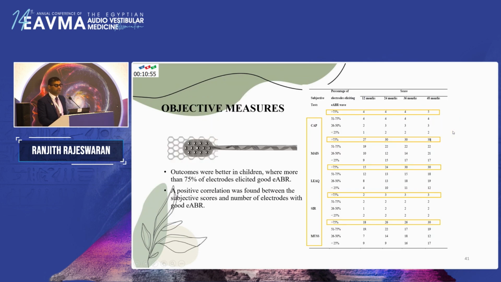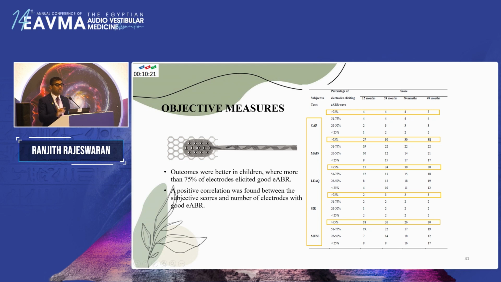Now, we correlated the outcomes using the ABI. So, we looked at patients in whom we got EABR in more than 75% of the electrodes, and in patients where EABR was present between 50 to 75%, 25 to 50%, and less than 25%. So consistently, in all the patients where the EABR was present in more than 75% of the electrodes, the subjective scores are higher.